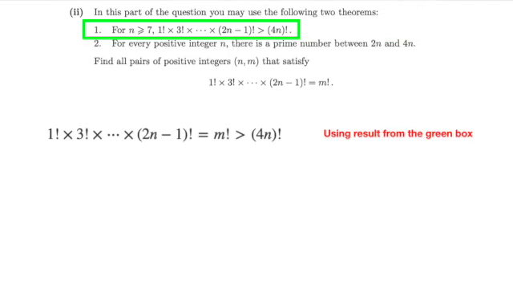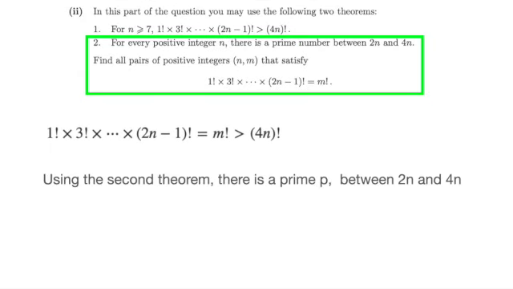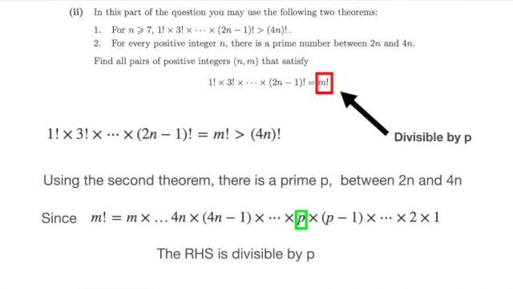I guess the first obvious thing to do is to say that m must be greater than 4n, using the first inequality. Okay, all is well, but what do we make of this and what do we do next? This is when the second result is useful. If there's a prime number, let's call it p, between 2n and 4n, then since m is greater than 4n, m!, which is a product of the first m consecutive integers, must be divisible by that prime number which is between 2n and 4n.